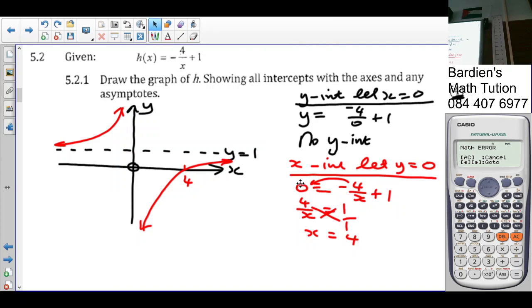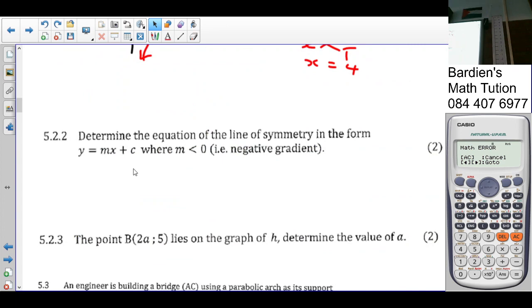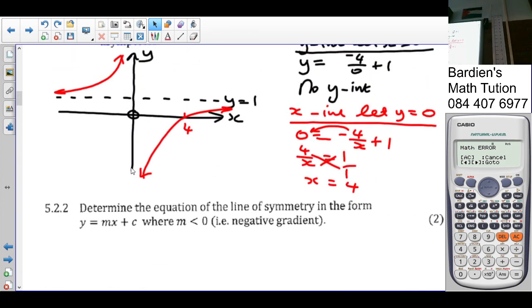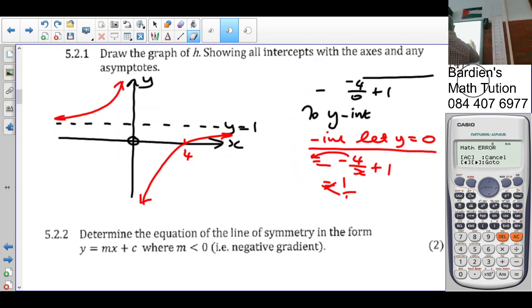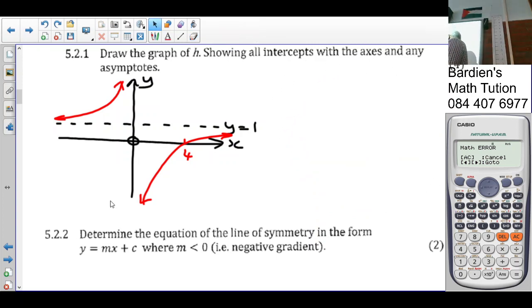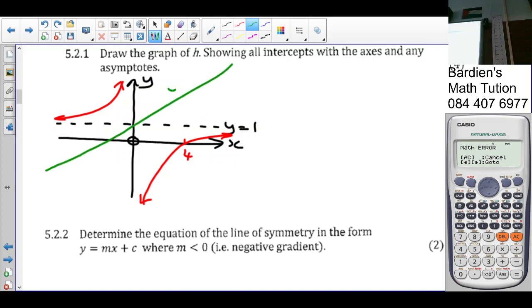Okay. Then it says in 5.2.2, determine the equation of a line of symmetry in the form of y is equal to mx plus c, where m is less than 0. What does less than 0 mean? Negative. Then it says in brackets, the negative gradient. So looking at that, we know we have 2 axes of symmetry on this graph. The one going through like that, which is y is equal to x plus c, and one going like that, which is y is equal to negative x plus c.